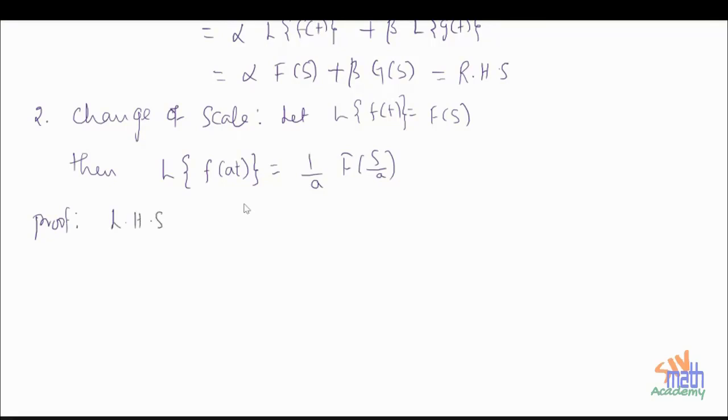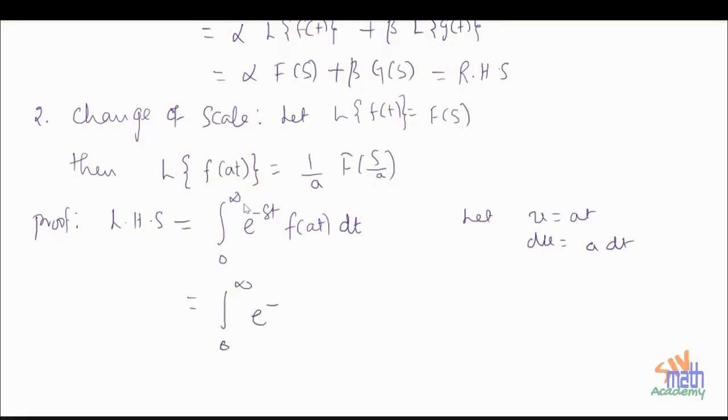Let me take LHS. LHS is equal to integral 0 to infinity e power minus st. In the place of f of t, I have f of at. So when you start like this, automatically you will end up. Let me take u is equal to at. du will be a into dt. Okay, so limits remain as they are. So integral 0 to infinity e power minus s into t, t is equal to u by a. So I can write it as s by a times u and f of u, and dt is equal to what? du upon a. So that 1 by a, I'll keep it outside.